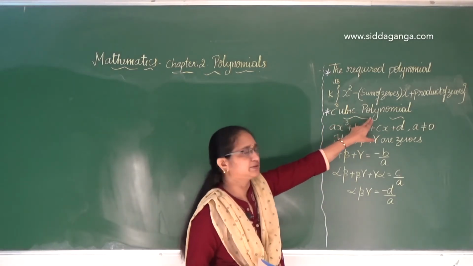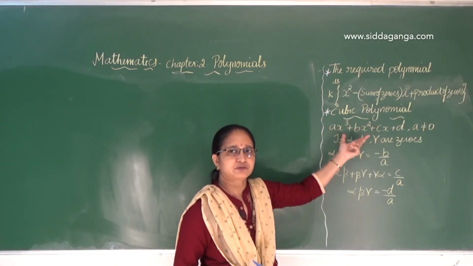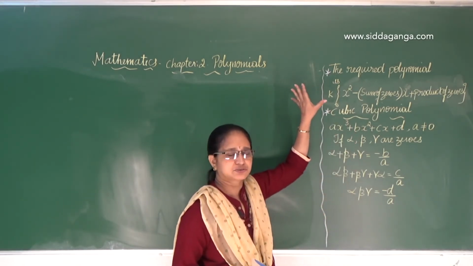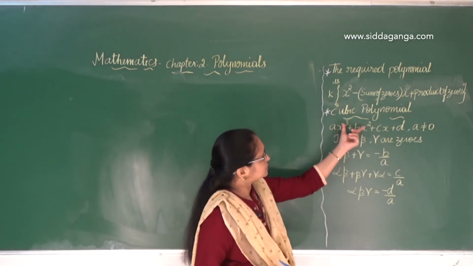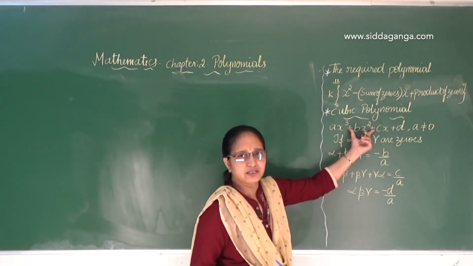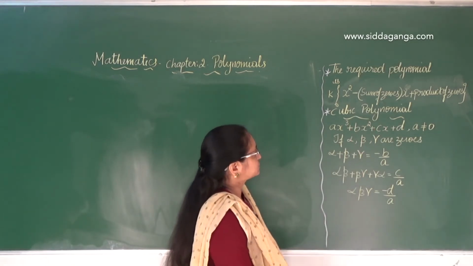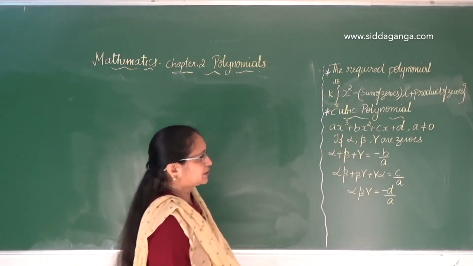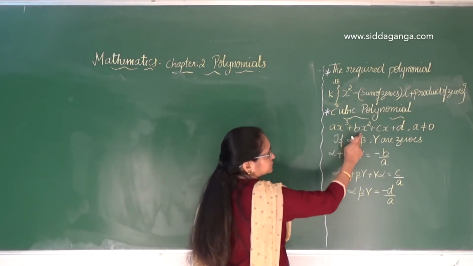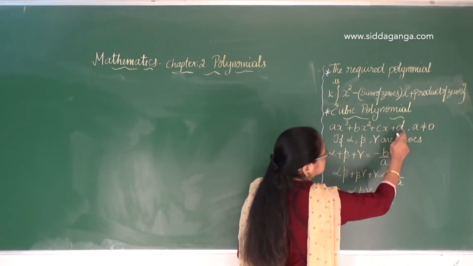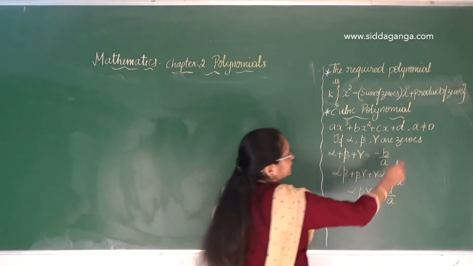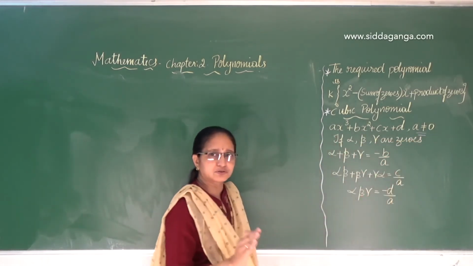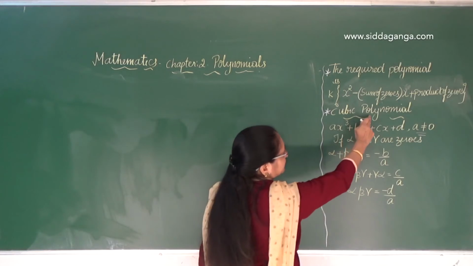Now, cubic polynomial. I had given you in the first class, in the beginning of this chapter when I introduced all the terms, what is a cubic polynomial and the general form. Once again you try to recall. The general form of a cubic polynomial is ax cube plus bx square plus cx plus d, and a is not equal to 0. a should not be equal to 0, then only it will become a cubic polynomial.